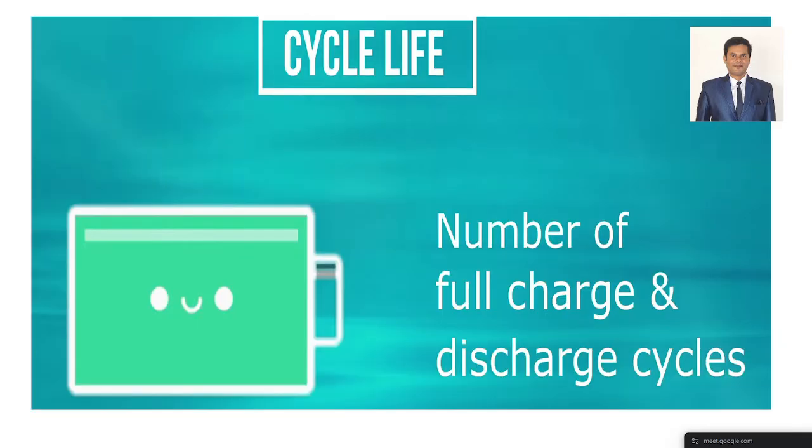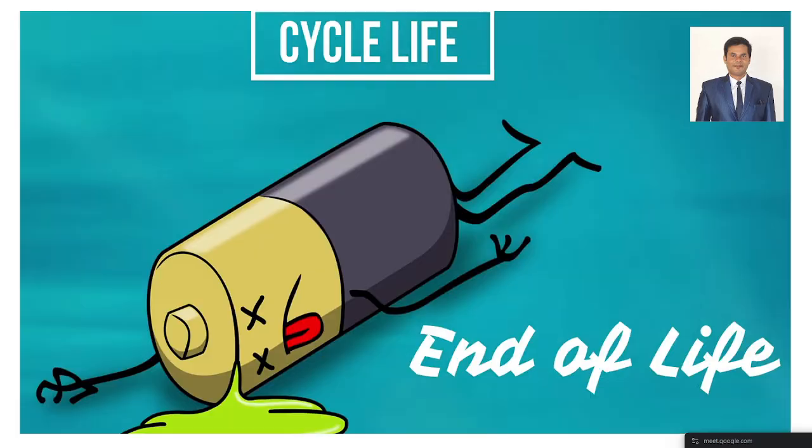The number of full charges and discharges predicts the life cycle of the batteries. For example, if you have taken a 3.5 volt battery, the life cycle may be around 2000. So once it is charged and discharged 2000 times, then the life is gone. You have to throw the cells. That is the end of the life.